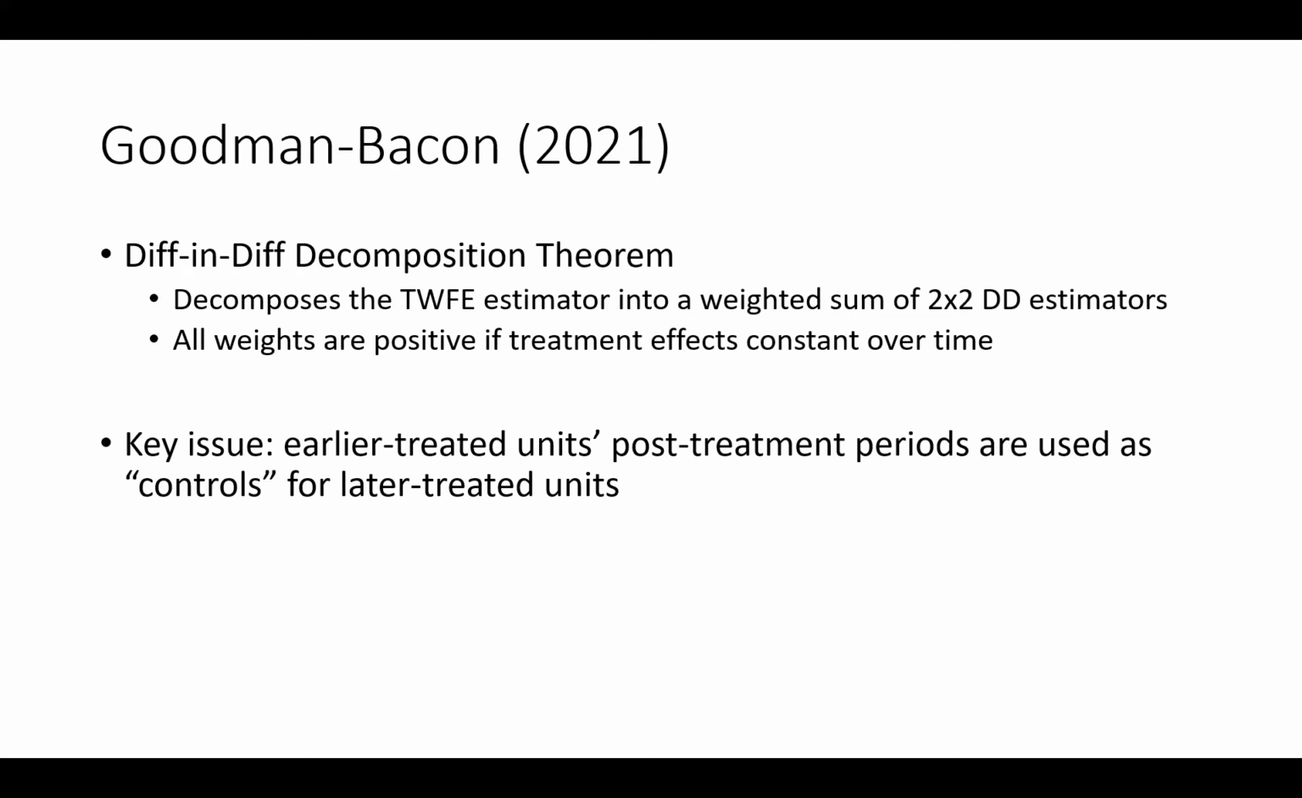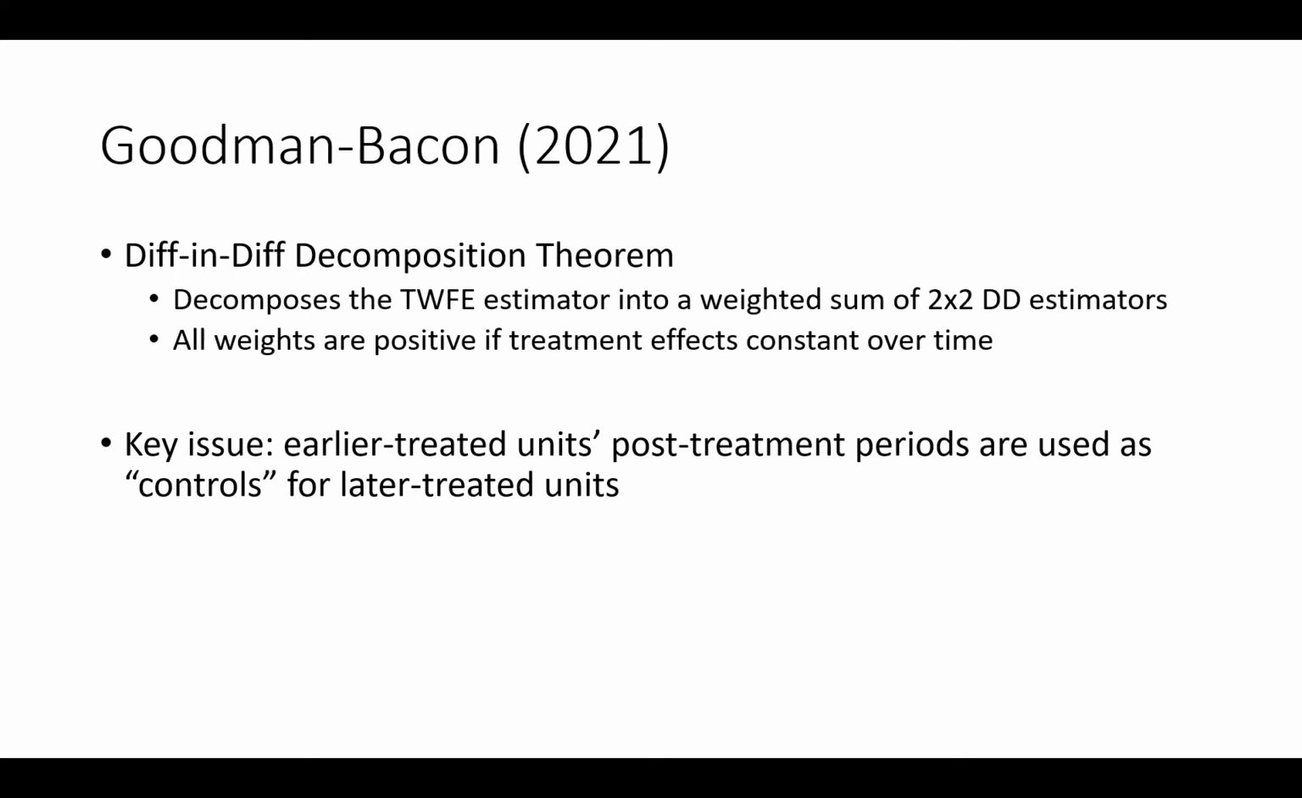Goodman-Bacon has this difference-in-differences decomposition theorem where he decomposes the two-way fixed effects estimator into a weighted sum of 2x2 difference-in-differences estimators, which just choose two units out of the total population, split them into pre and post, and then calculate the simple difference-in-differences using those. The two-way fixed effects estimator takes a weighted combination of all possible combinations like that, and they all have positive weights if the treatment effects are constant over time.